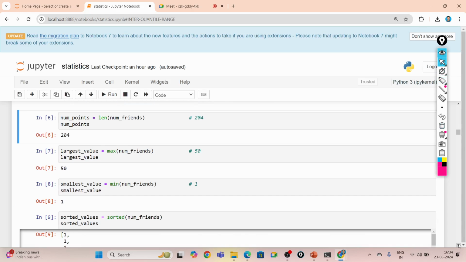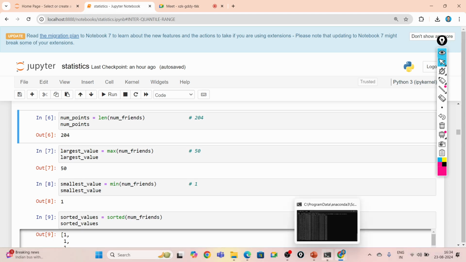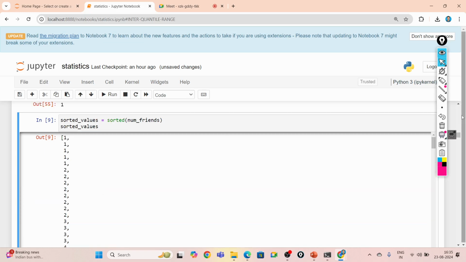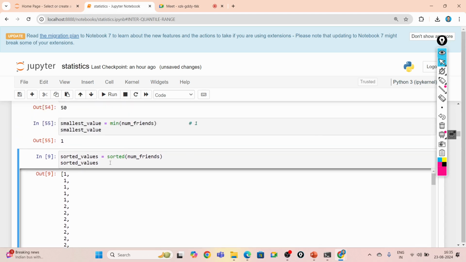Now see here. Whatever data set we represented, in that data set we have this length. So I am representing my length. The total number of elements is 204 in this case. What is the maximum value? Just now we have seen 50 is the maximum value we have, and the minimum value is 1. Now what I am doing here, at the end I am going to sort it.